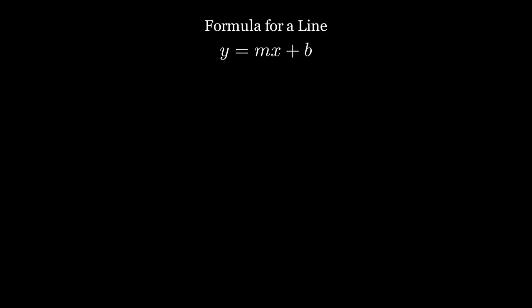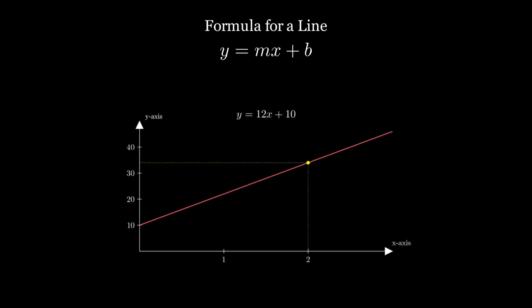Let us begin by recalling the formula for a straight line from algebra. Y equals mx plus b. In this equation, x is a variable, m is the slope of the line, and b is the y-intercept. We can picture this model on a graph with an x and y axis. All we need to do is plug in a value of x, and the equation produces the value of y.